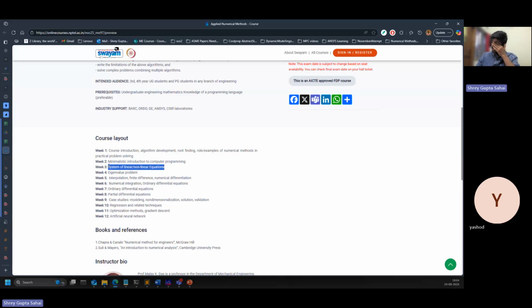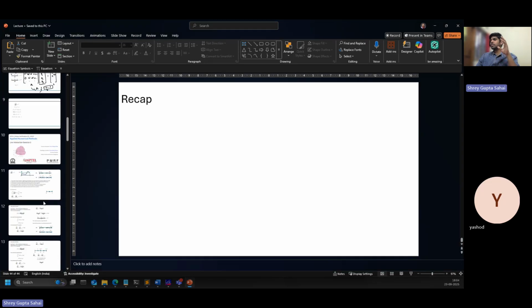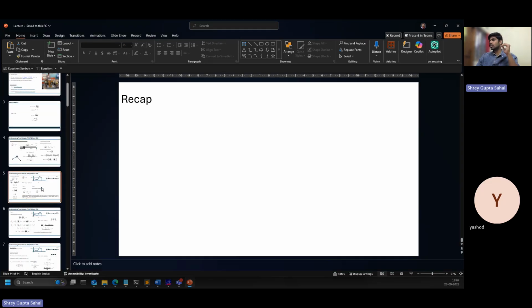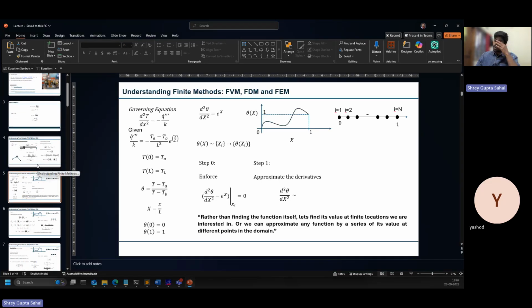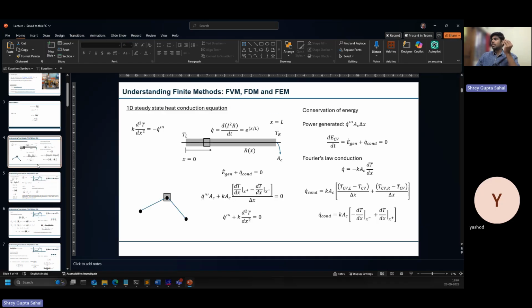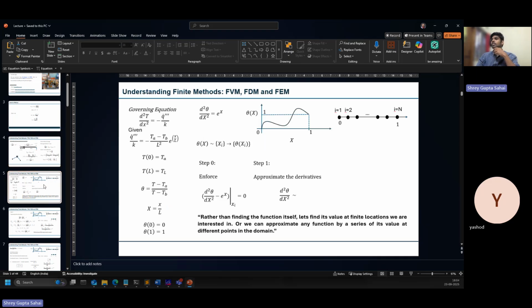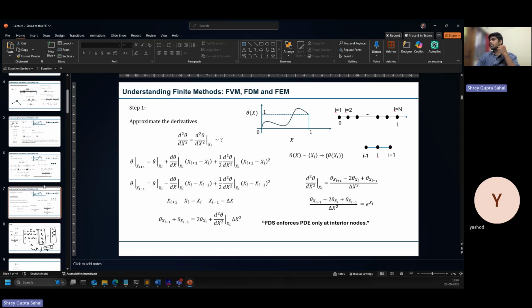So then the next few weeks went into finite approximation methods, basically trying to cover the philosophy of the method. What we did was we picked a simple problem, a steady state heat conduction problem, and solved it with three approaches. The finite difference method was the first approach.